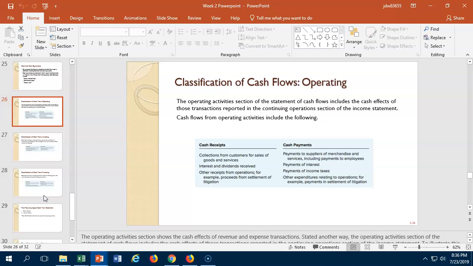What are some payments for investing activity? There's payment to settle short-term debt. The financing activity. Oh, we're in the investing still. Sorry about that. That's correct for the financing activity section.